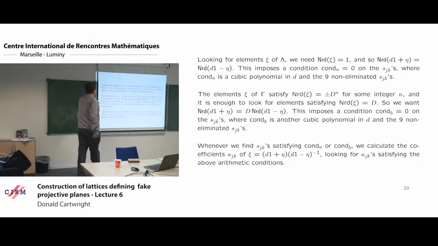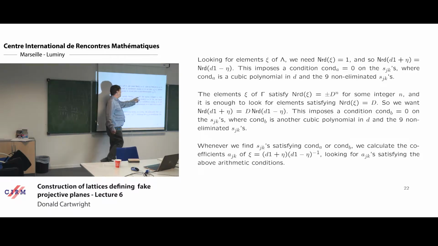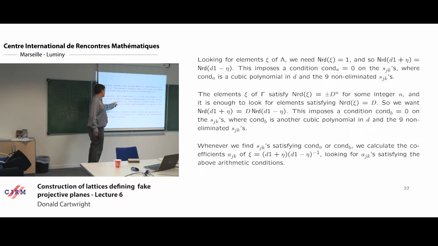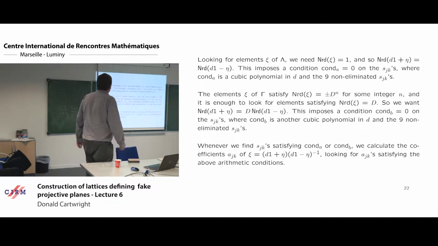Now we're also interested in elements of the normalizer, and these will have reduced norm which are plus or minus powers of d, where d is 3 plus s over 4 that we work with. And so then we're looking for elements eta which are skew Hermitian and satisfy this. So that gives you another condition, which I call con B.